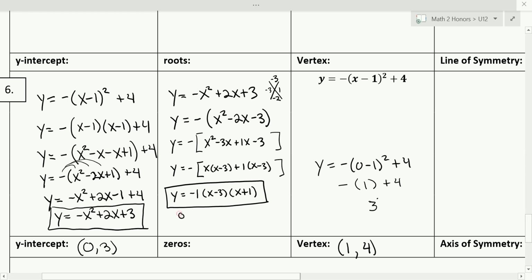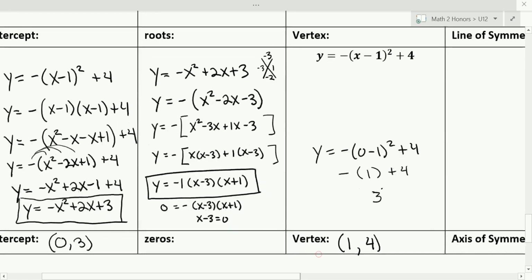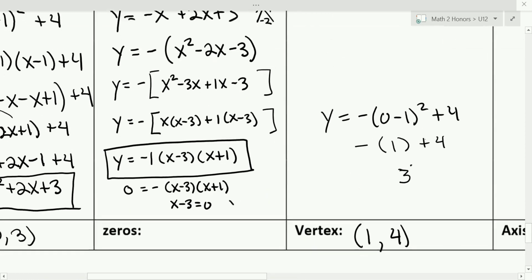So I plug in 0 for y. And then set my x minus 3 equal to 0 and my x plus 1 equal to 0. And I get x is 3 and negative 1. So I have a zero at (3, 0) and at (negative 1, 0).